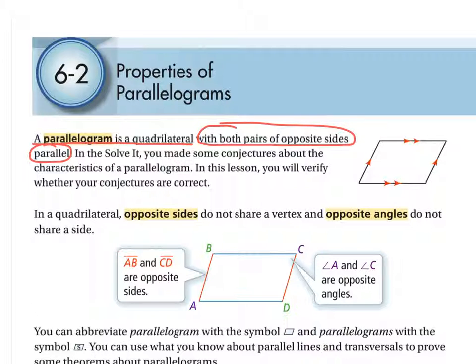Both pairs of opposite sides are parallel. Now, we cannot say that all four sides are parallel, because all four sides are not parallel. Meaning, I cannot say that this side is parallel to that side. That's obviously not true. Okay? Opposite sides in a parallelogram are parallel. That part is true 100% of the time.